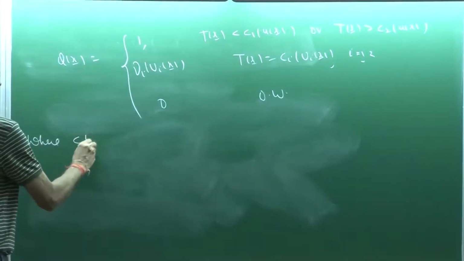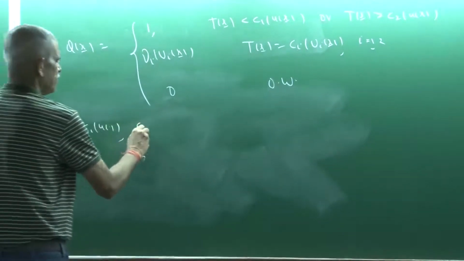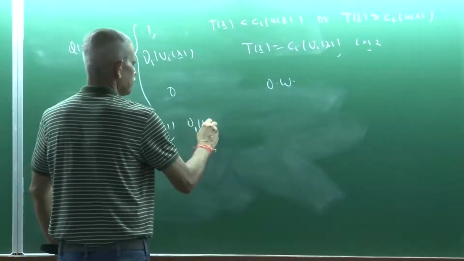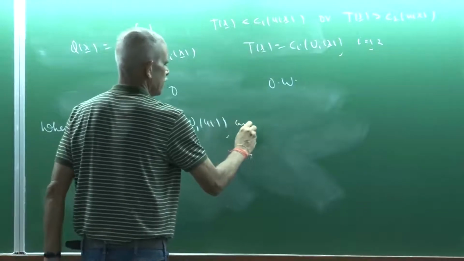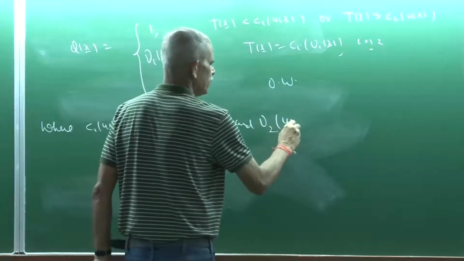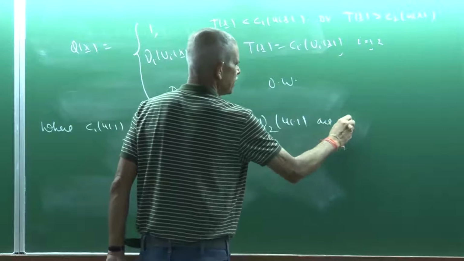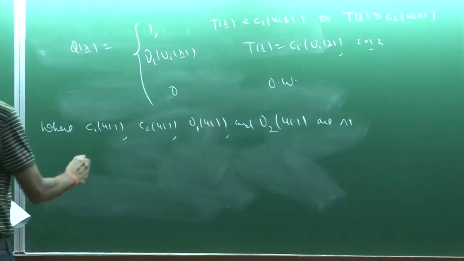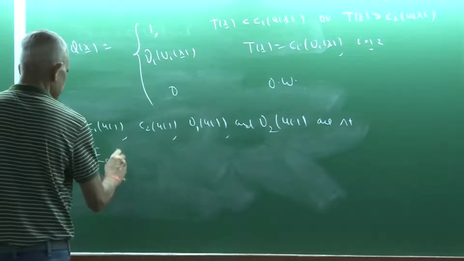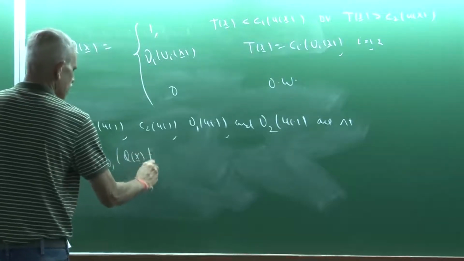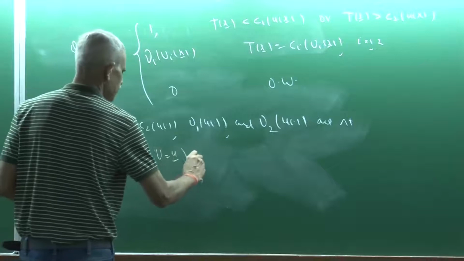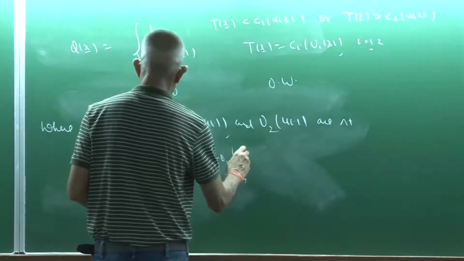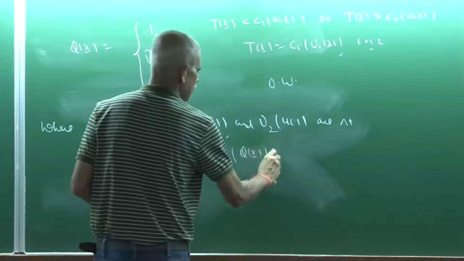Where C1(u), C2(u), gamma1(u), and gamma2(u) are such that the same condition holds, right? Such that E_theta1 phi(x) given U = u is the same as E_theta2 phi(x) given U = u.